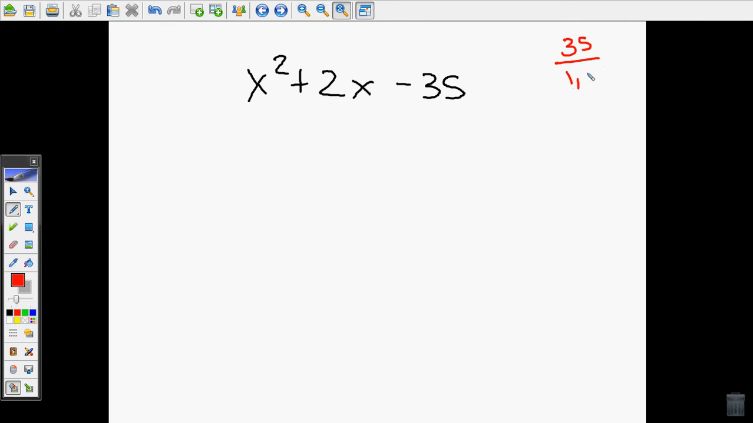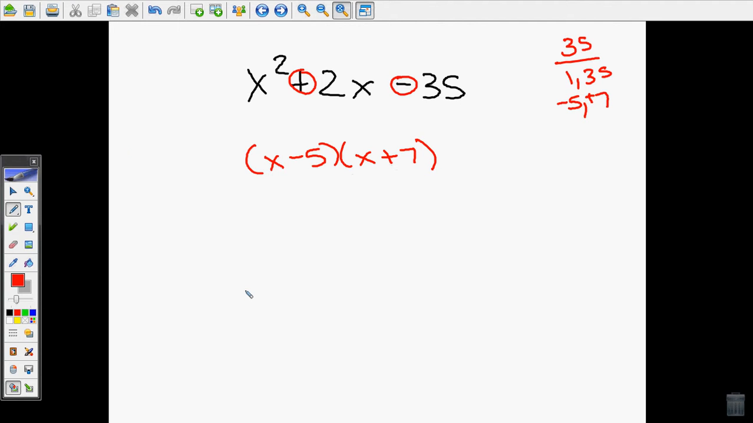Our factors of 35 are 1 and 35, and 5 and 7. Because of this negative here, one number is going to be positive and one is going to be negative. But because of this positive right here, it has to be positive 7 and negative 5, because negative 5 times positive 7 gives me negative 35, and negative 5 plus 7 gives me positive 2. So this factored out is x minus 5 times x plus 7.